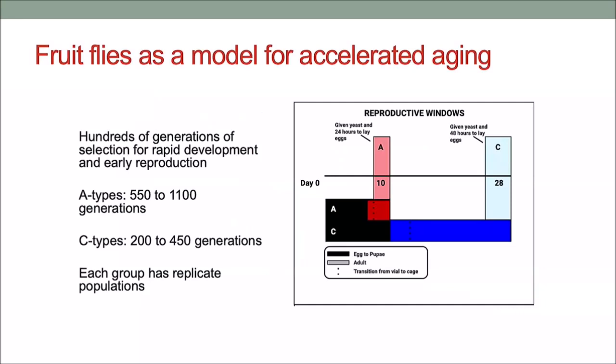Okay, so a lot of the populations I've inherited or am continuing to work with are focused on what are called the C-type populations.